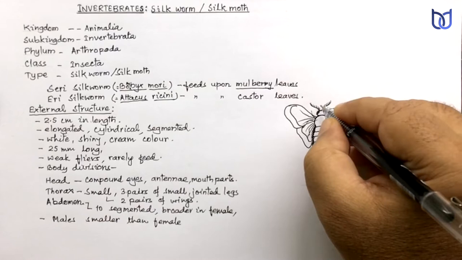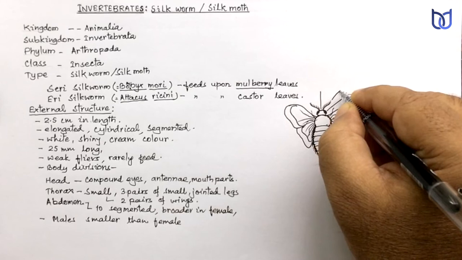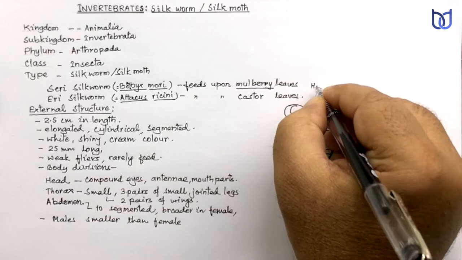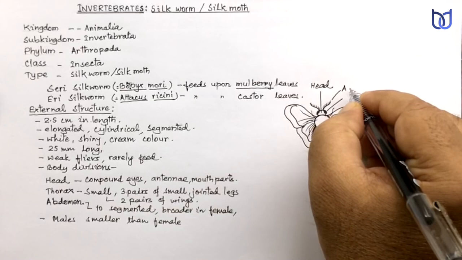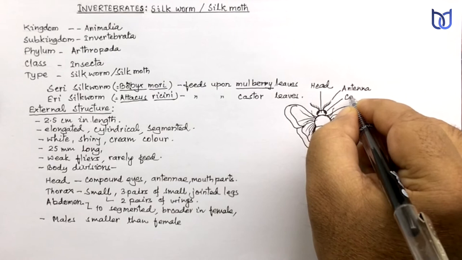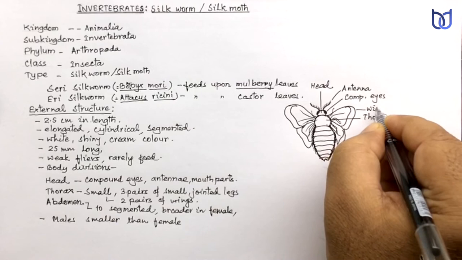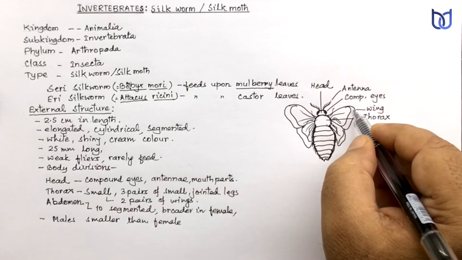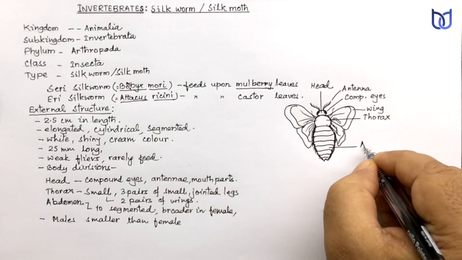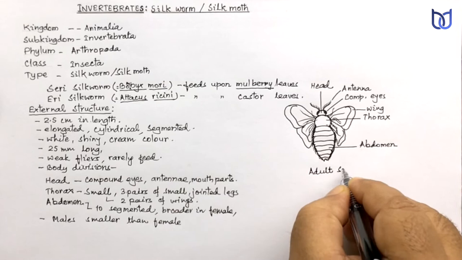Here, when we want to label the different parts, this is the head region, right here, head. This one, antenna, compound eyes, this is thorax, and this one is the wing, anterior wing, posterior wing, also called fore wing and hind wing. This is the abdomen. Adult silkworm, name of the figure.